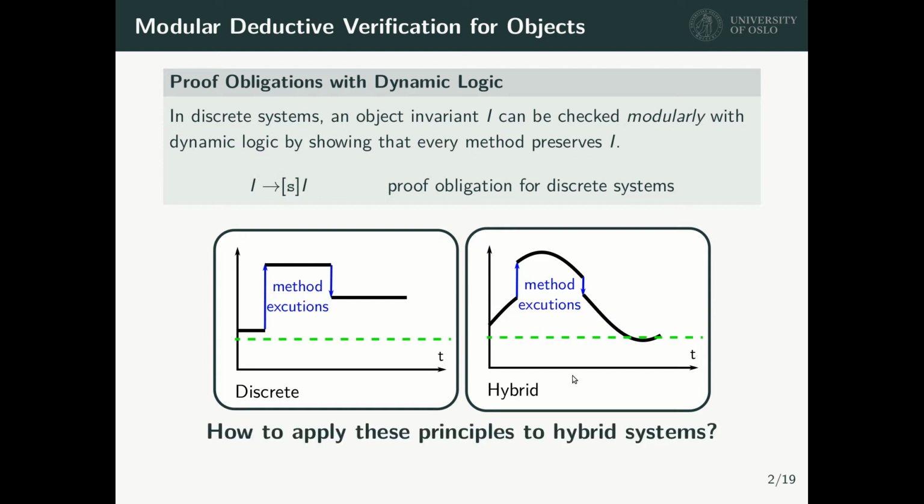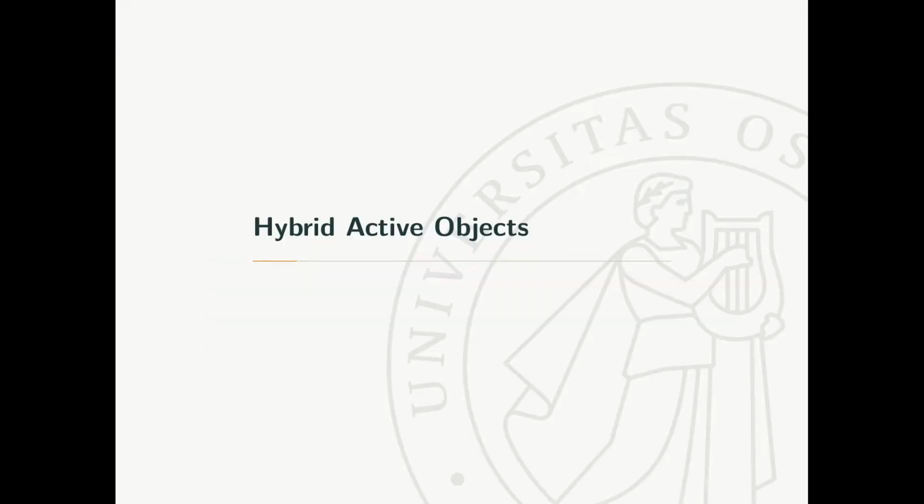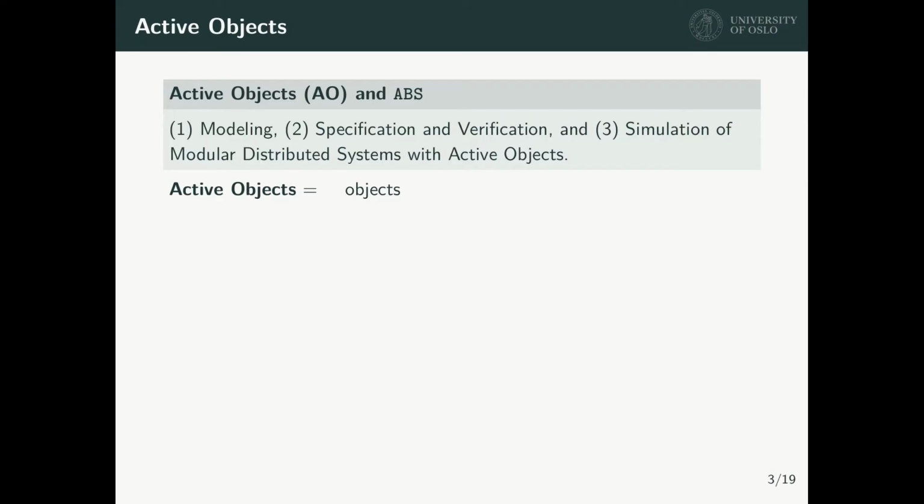So how do we apply these principles to hybrid systems? How do we apply the ideas that were developed for complex object-oriented systems in a discrete setting to hybrid systems? So first of all, we need an object-oriented language for hybrid systems. We are going to use hybrid active objects, which is an extension of active objects to hybrid systems.